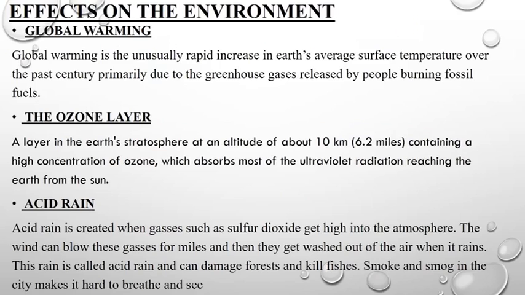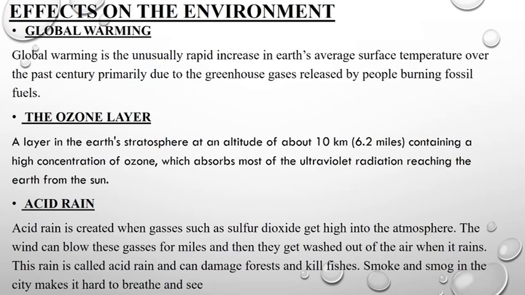So let's look at some of the effects of air pollution on the environment. One, it causes global warming. What is global warming? Global warming is the unusually rapid increase in Earth's average surface temperature over the past century, primarily due to the greenhouse gases released by people burning fossil fuels. So global warming simply is caused when people burn fossil fuels. So it releases a lot of gases into the atmosphere, which causes global warming.